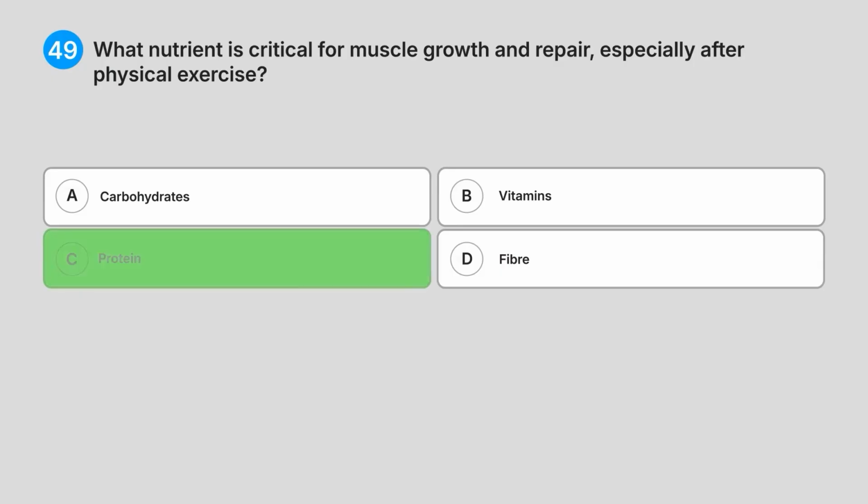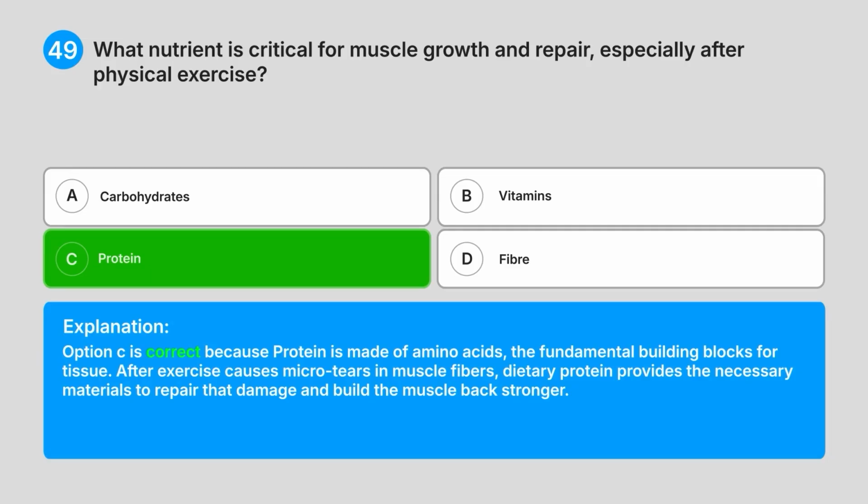Correct answer, C. Protein. Explanation. Option C is correct because protein is made of amino acids, the fundamental building blocks for tissue. After exercise causes microtears in muscle fibres, dietary protein provides the necessary materials to repair that damage and build the muscle back stronger.